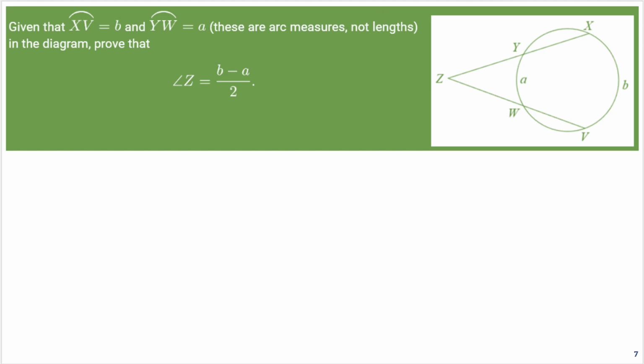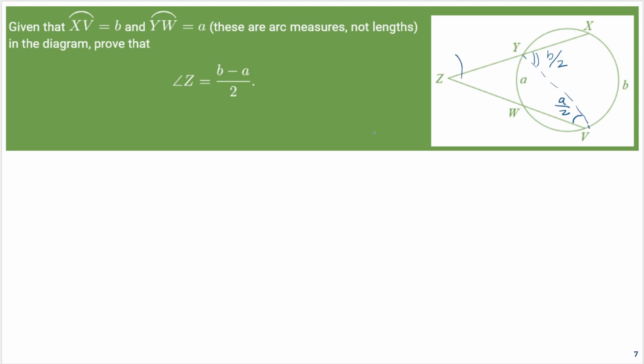So the method should be the same. We can connect these two points, Y and V here. And first of all, we could calculate this angle here, which is A over 2, right? Because this angle is inscribed in the arc YW. And of course, this angle here is inscribed in arc XV. So that angle here is B over 2, right?